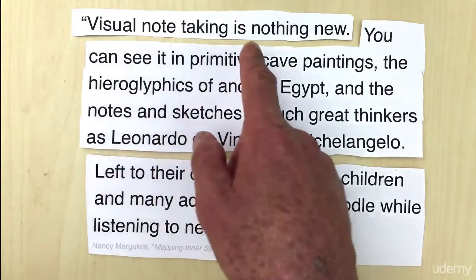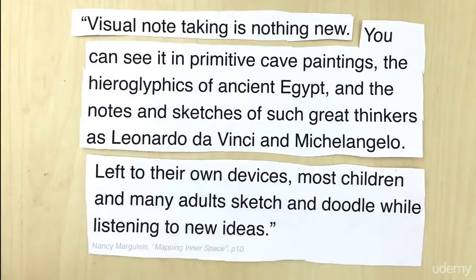Visual note-taking is nothing new. You can see it in primitive cave paintings, the hieroglyphics of ancient Egypt, and the notes and sketches of such great thinkers as Leonardo da Vinci and Michelangelo. Left to their own devices, most children and many adults sketch and doodle while listening to new ideas.